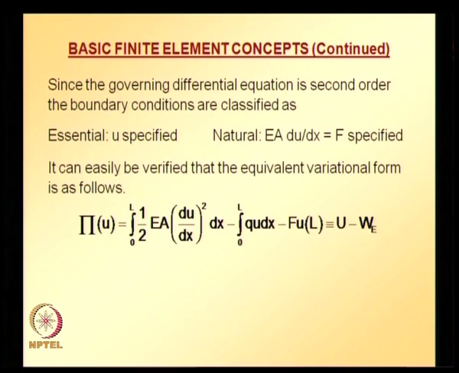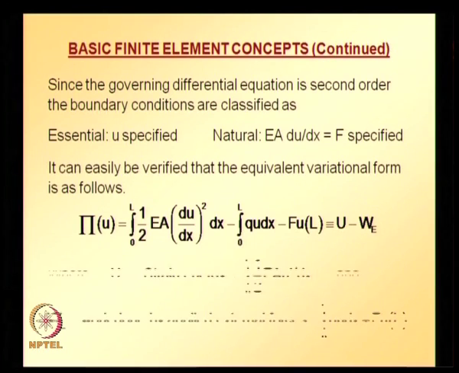And it turns out for this problem, that is the axial deformation of a bar, this variational functional is nothing but the potential energy, and that is why it is denoted here using capital pi. If you are good at writing the potential energy expression for a structural system directly, you can write it here. Potential energy is nothing but strain energy minus the work done by the applied forces. And if you look at this potential energy equation, the first term is nothing but the strain energy.